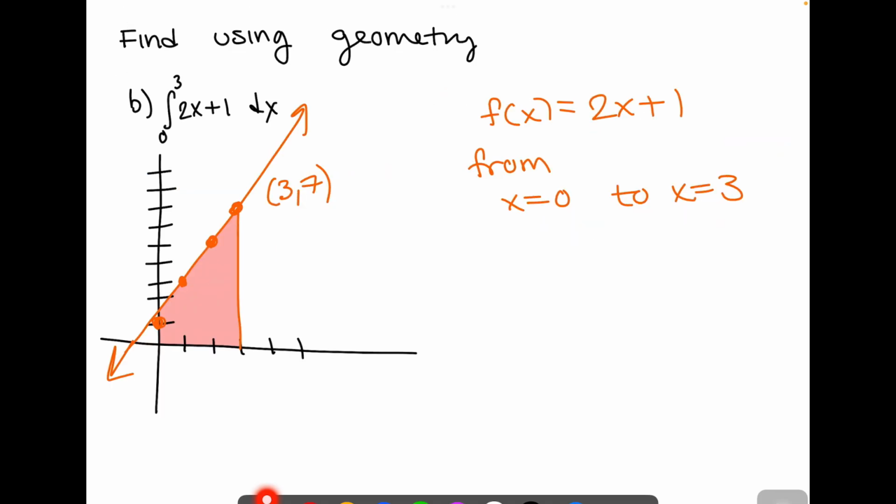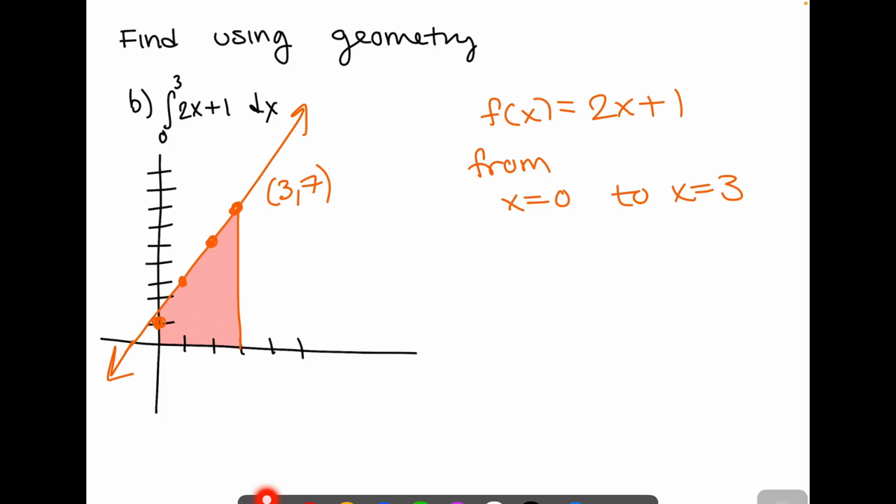Here's another one. We have the integral from 0 to 3 of 2x plus 1. So my function is f of x equal 2x plus 1. That would be a line with a y-intercept of 1 and a slope of 2. So up 2 over 1, up 2 over 1. I want to find the area under this curve from x equals 0 to x equal 3. This reminds me of the problem we started with.